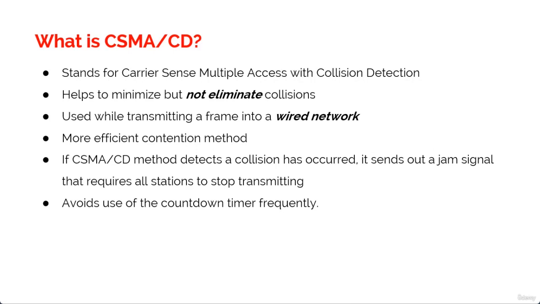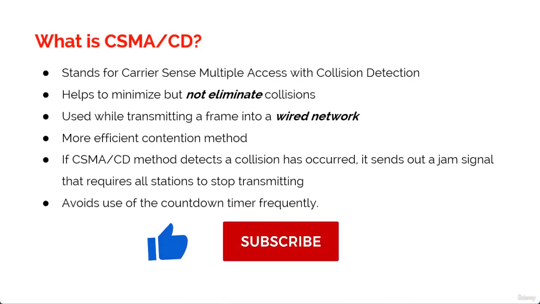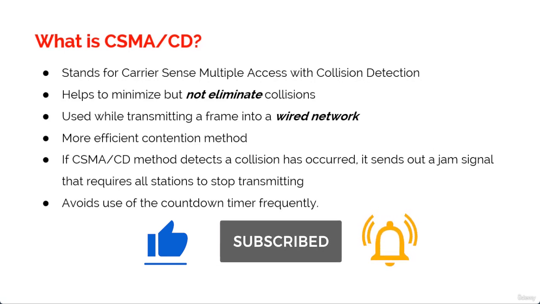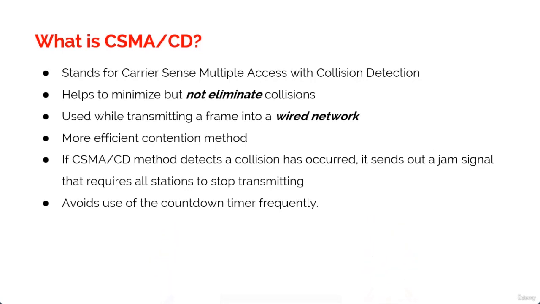In the previous two lectures, we have discussed the contention method of carrier sense multiple access along with collision avoidance. And in this one, we will see carrier sense multiple access with collision detection. Let's look at the difference between them. What is CSMA/CD? When the device sending the frame is transmitting onto a wired network, the CSMA/CD contention method is used. This technique is somewhat more efficient because it is possible for wired computers to detect collisions while Wi-Fi stations cannot detect it.